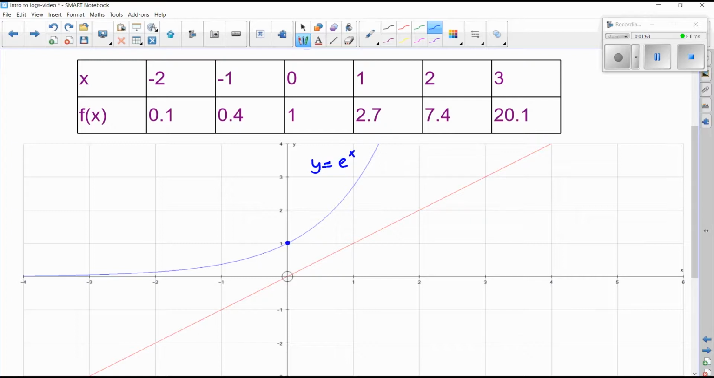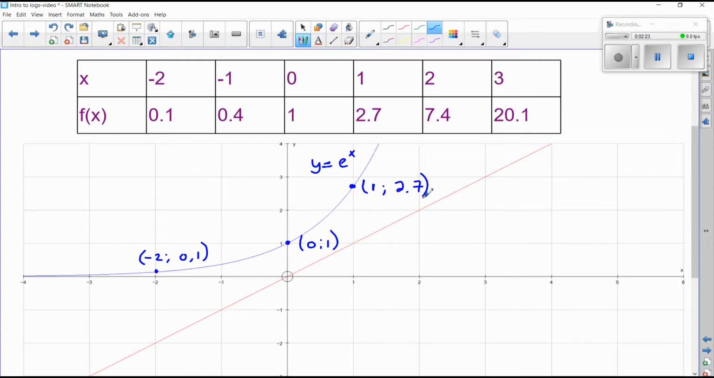It has a y-intercept when x is 0 and y is 1. We know that when x is -2, the y answer is 0,1. And when x is 1, the value of e to the 1 we rounded off as 2,7.